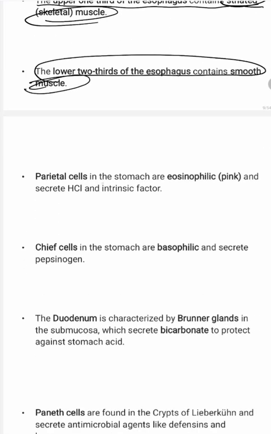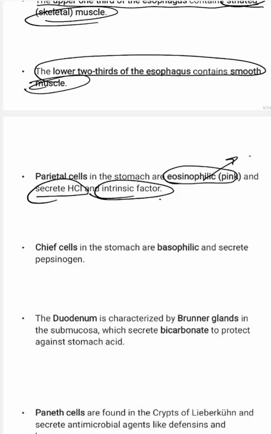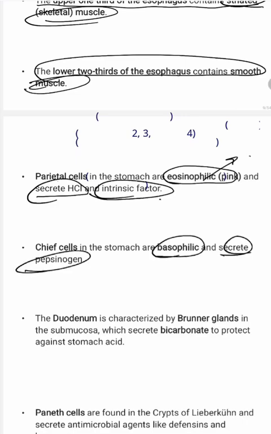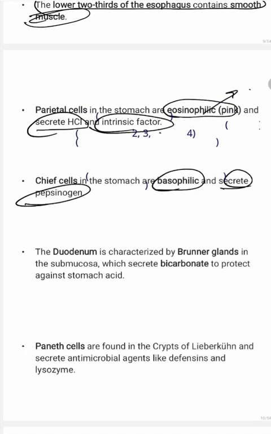Now, parietal cells in the stomach are eosinophilic, pink, and secrete HCl and intrinsic factor. This is important. If you are going to memorize just one thing of the cells, like parietal cells, chief cells, all these, parietal cell is important. It secretes HCl and intrinsic factor. Now, chief cells in the stomach are basophilic and secrete pepsinogen, which is then converted into pepsin and used for the breakdown of protein.